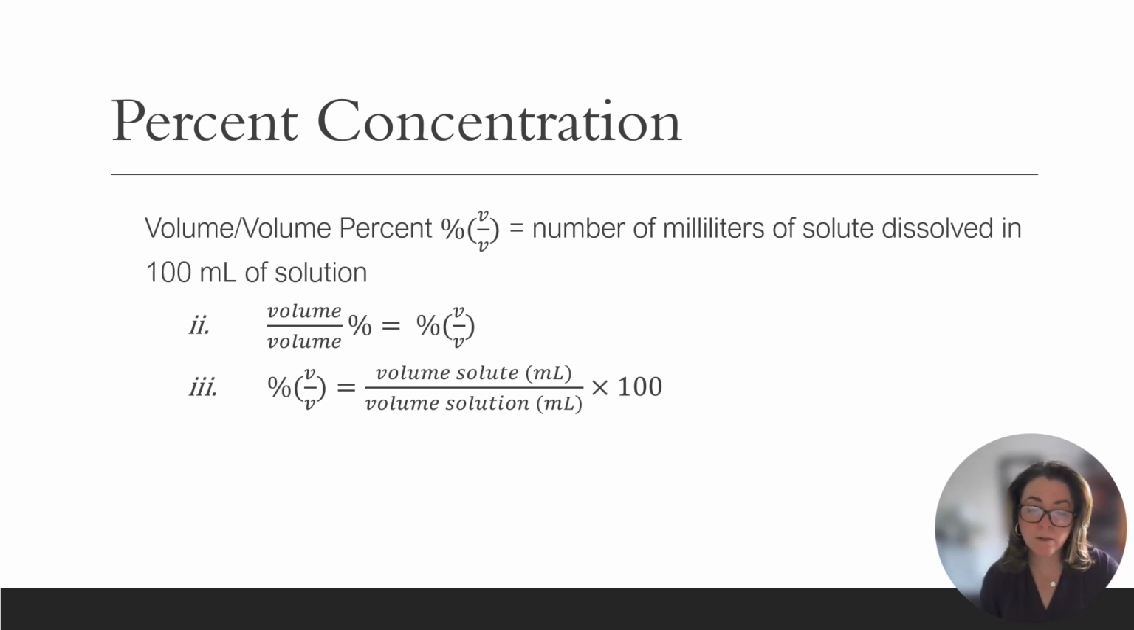All right, so our next type of concentration is volume percent. This is the number of milliliters of solute dissolved in 100 mils of solution. Very similar equation to the last one, only this will be the volume of solute divided by the volume of solution times 100.